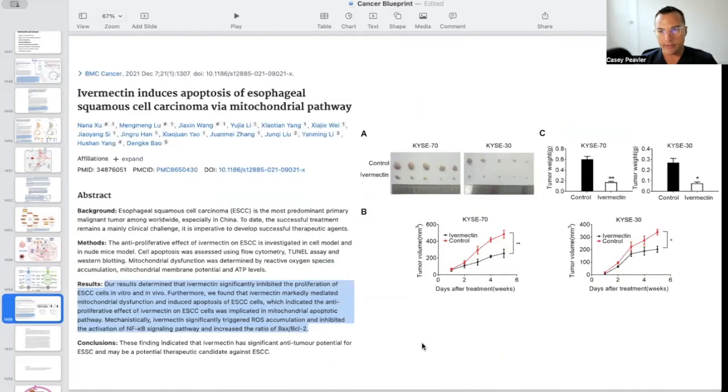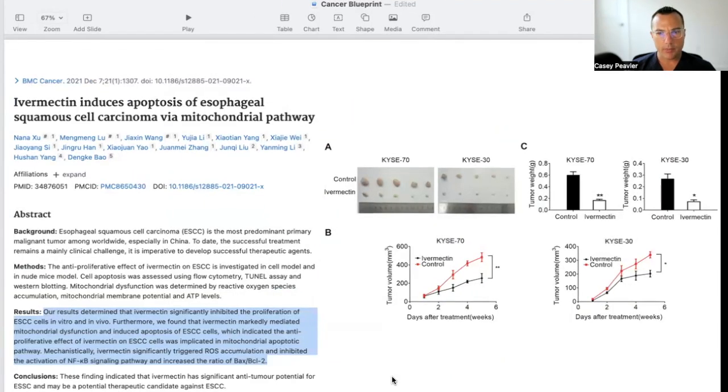Now, it goes further. As we talked about in that first slide, we're going to talk about its effects on glucose metabolism, which we did, its effects on glutamine metabolism, which we did, and we're going to talk about its ability to induce apoptosis through a mitochondrial mechanism. And I'm going to start with this paper here that was published in December of 2021. It says ivermectin induces apoptosis of esophageal squamous cell carcinoma via mitochondrial pathway.